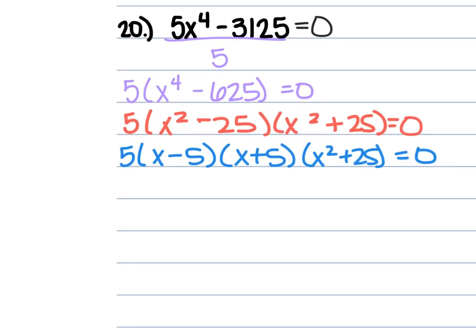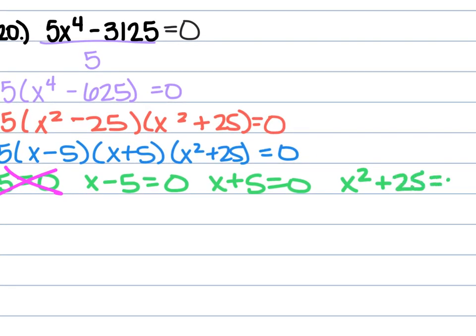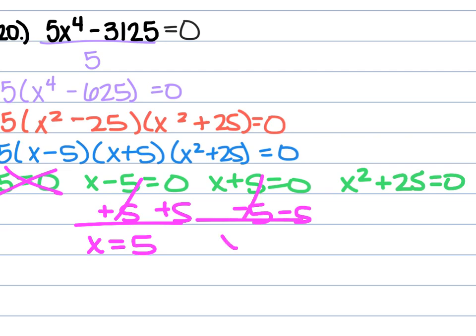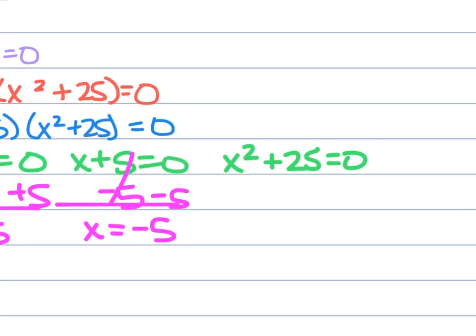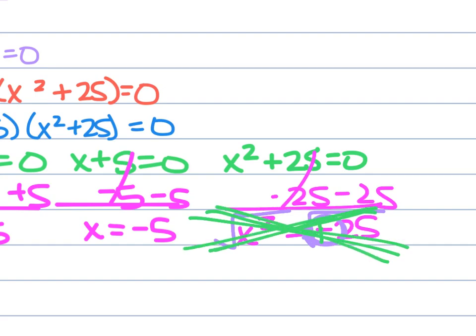From here, we are going to do 5 is equal to 0. Well, nope, that's not true. We can get rid of that one. X minus 5 is equal to 0, x plus 5 is equal to 0, and x squared plus 25 is equal to 0. Add the 5, we get x is equal to 5. Subtract the 5, we have x is equal to negative 5 as well. If we subtract the 25 from here, we're going to have x squared is equal to negative 25. If we take the square root of both sides, you cannot take the square root of that negative 25, so that's not a real root.